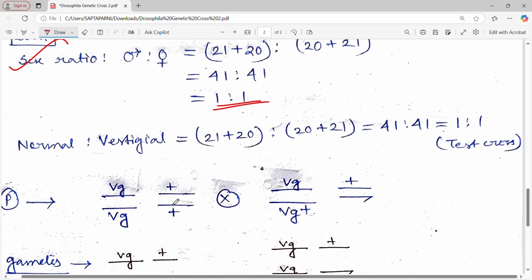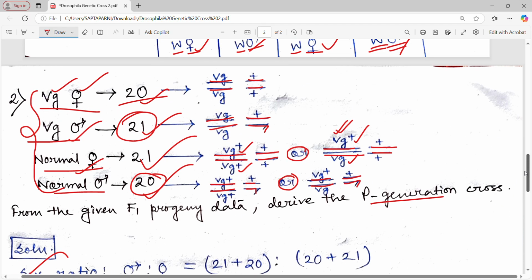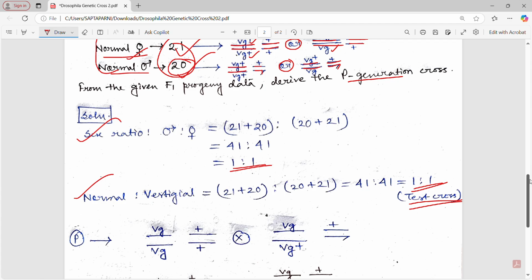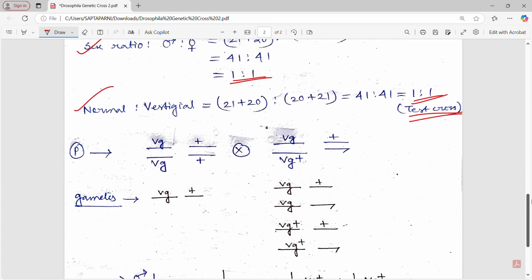Now let's find out the phenotypic ratio, that means normal to vestigial winged fly ratio. How many vestigial flies are there? 20 plus 21, 41. And how many normal flies are there? 21 plus 20, 41. So it is also 1:1. So it follows the test cross ratio. Okay, so here easily you can derive the P generation cross.